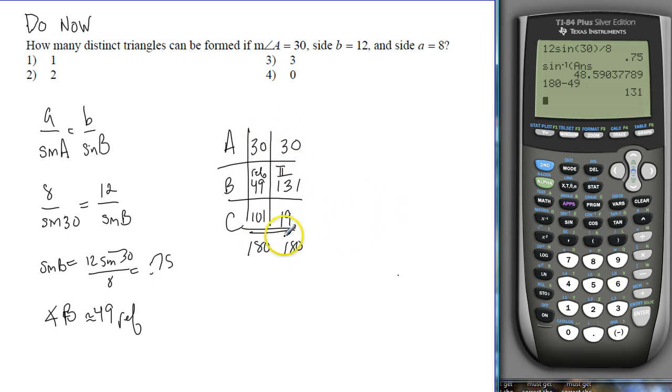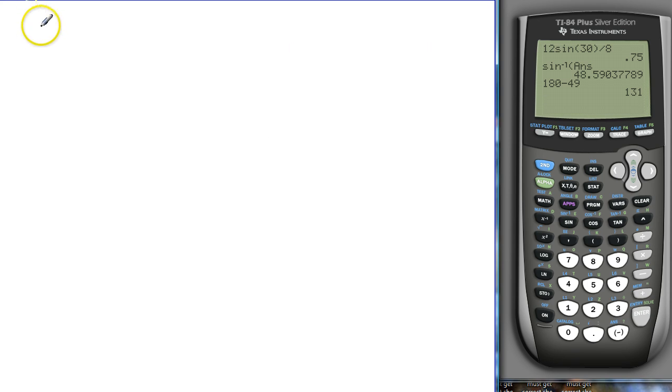And since I completed 2 columns, there are 2 triangles. And if they ask for specifics, this would be 2 obtuse. These angles are bigger than 90, 2 obtuse triangles. So that's that. That was yesterday's lesson. So today we're going to talk about area of triangles.